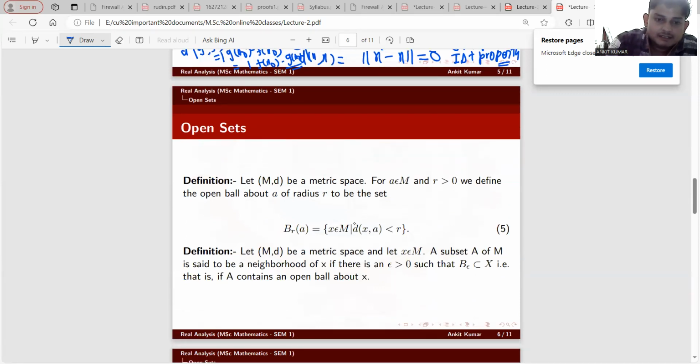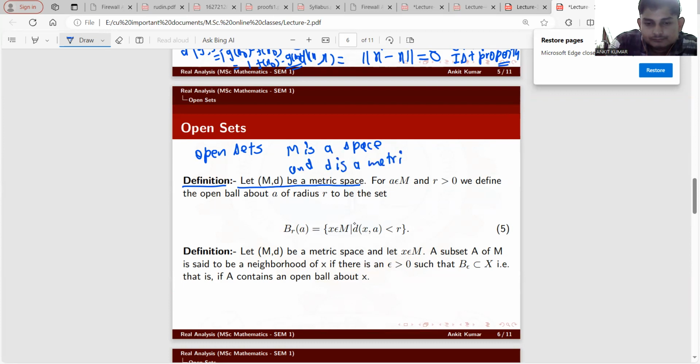Now we discuss the open sets and closed sets. What are the open sets and what are the closed sets? So definition: let M comma d be a metric space, where M is a space and d is a metric. We can also call this the distance function. And for a belongs to capital M and r positive, we define the open ball about a of radius r to be the set.